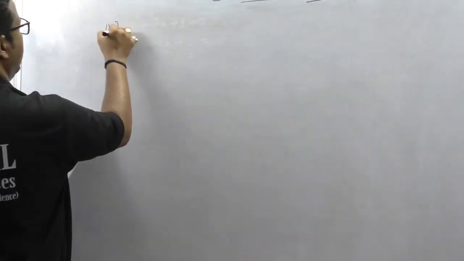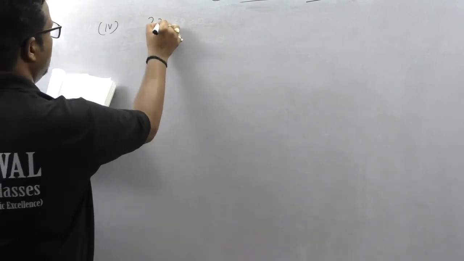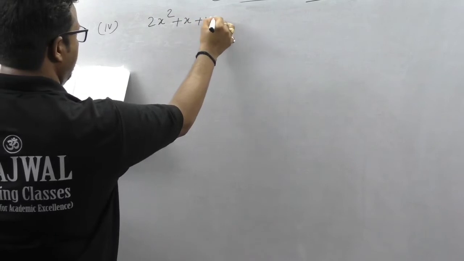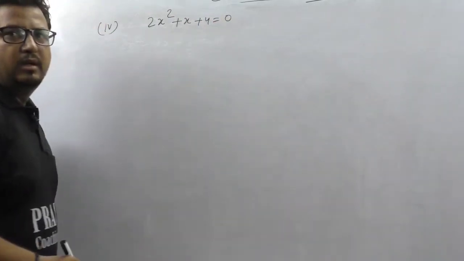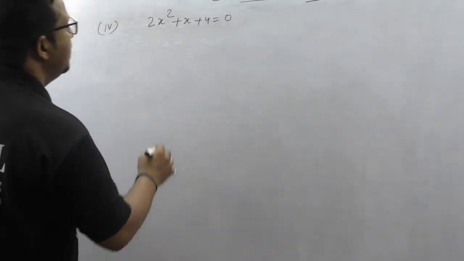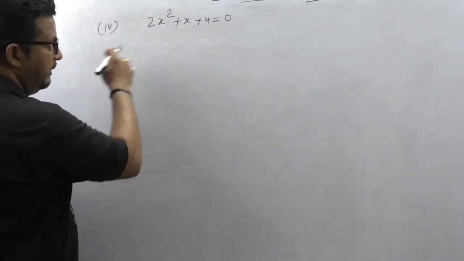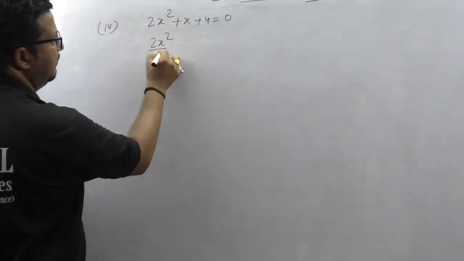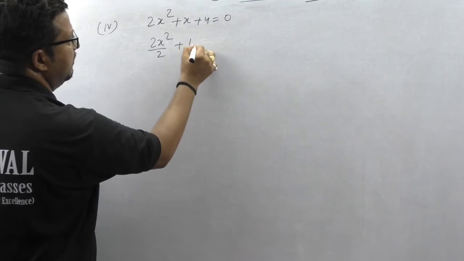Fourth part is given to you: 2x square plus x plus 4 equal to 0. Now again here we have to solve by the method of completing the square, question number 4 part. So see, we are observing here that with x square the term coming is 2. So we can divide each and every value by 2 first. So it will be like this.